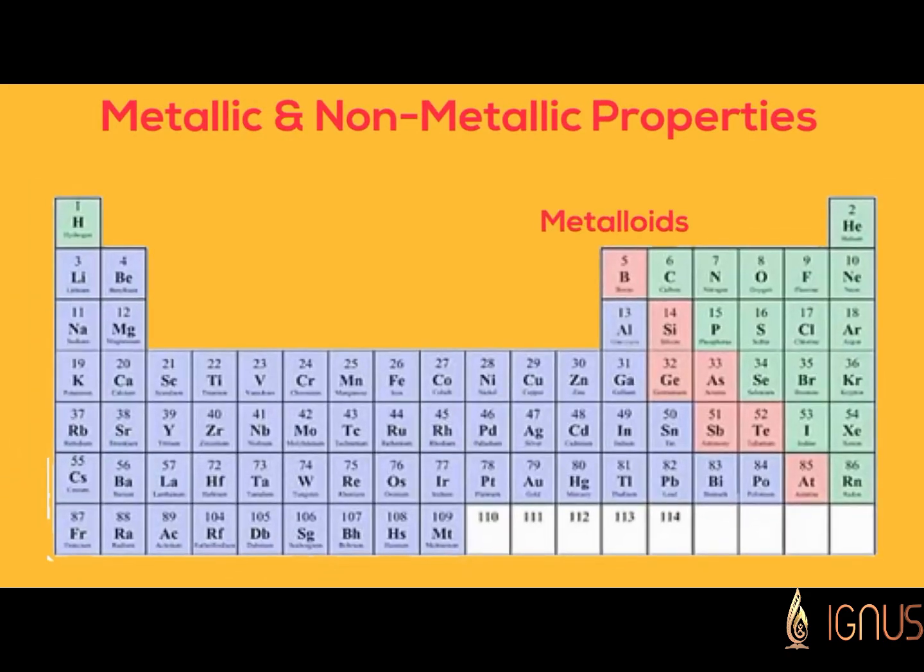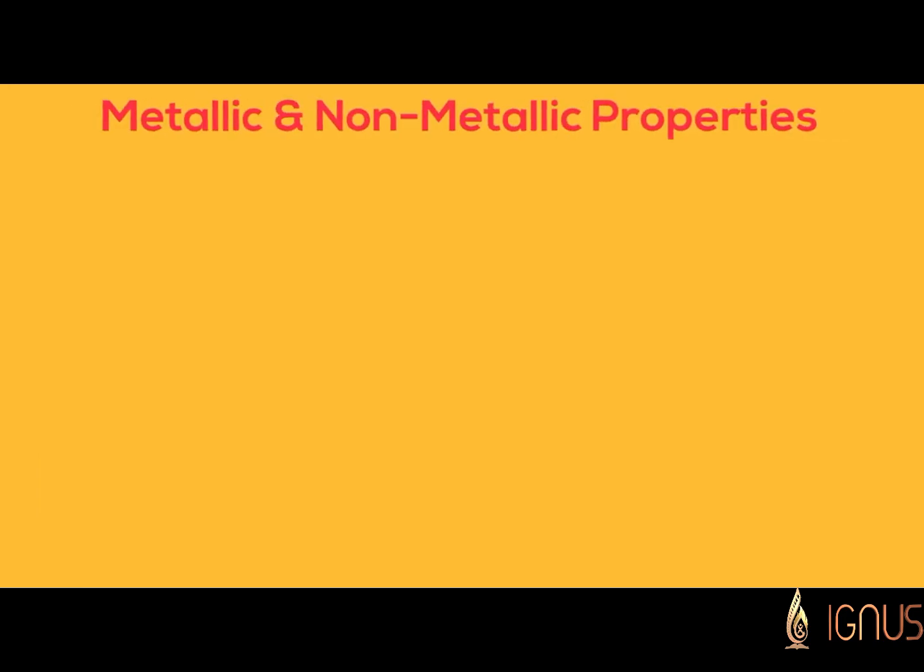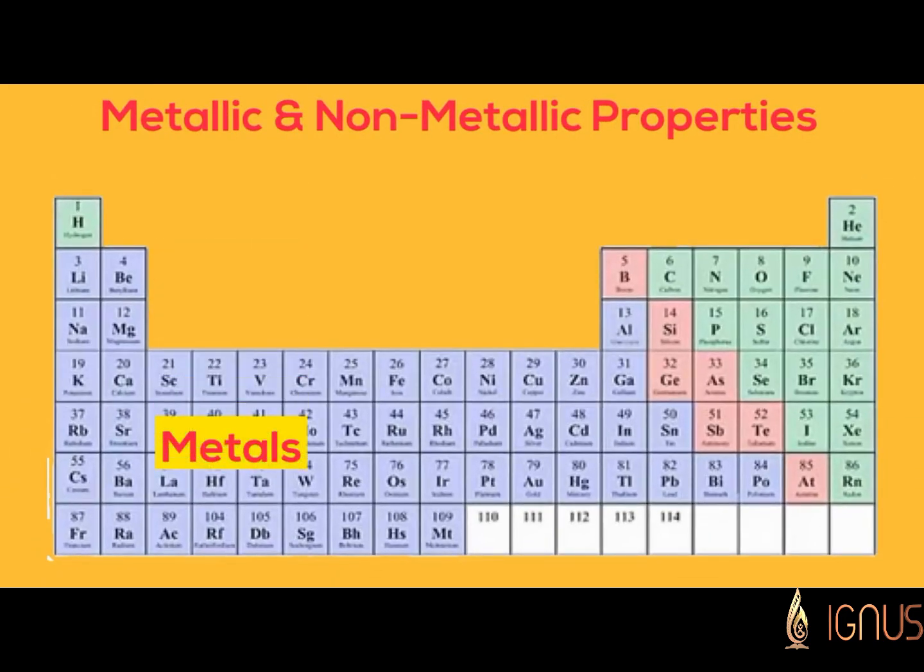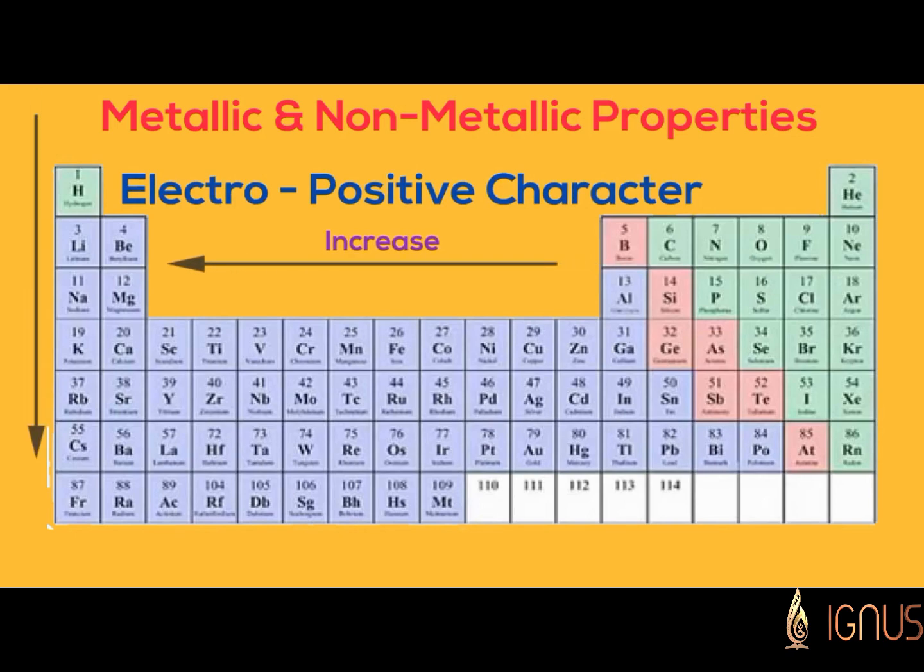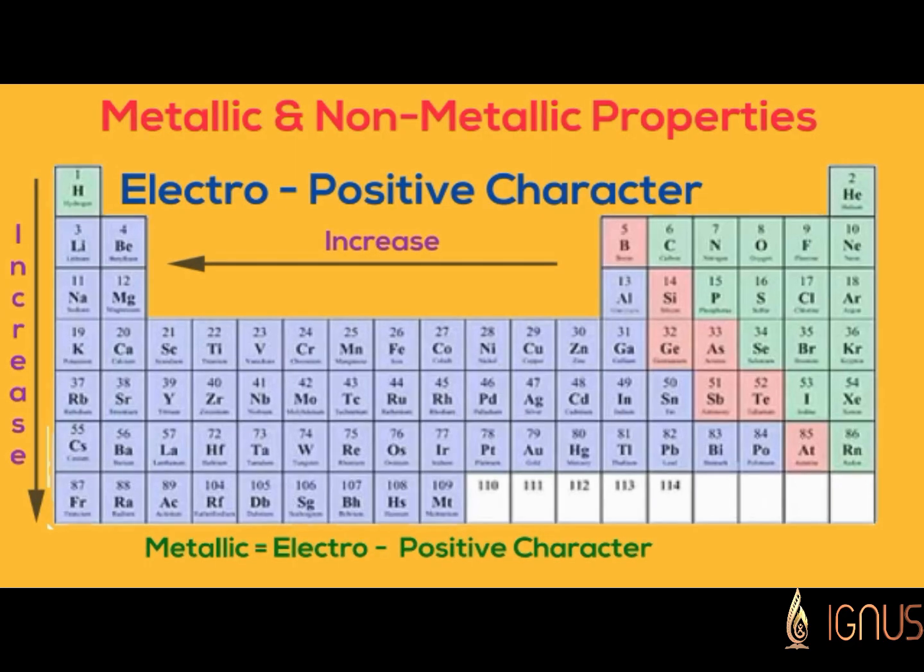Metallic and non-metallic properties. This zigzag line of metalloids separates metals and non-metals. Metals are found on the left of the periodic table and non-metals on the right. Electropositive character. Metals generally tend to lose electrons in a chemical reaction, hence they are called electropositive. As you go down the periodic table, electropositive character increases. As you go left and down the periodic table, electropositive character increases.